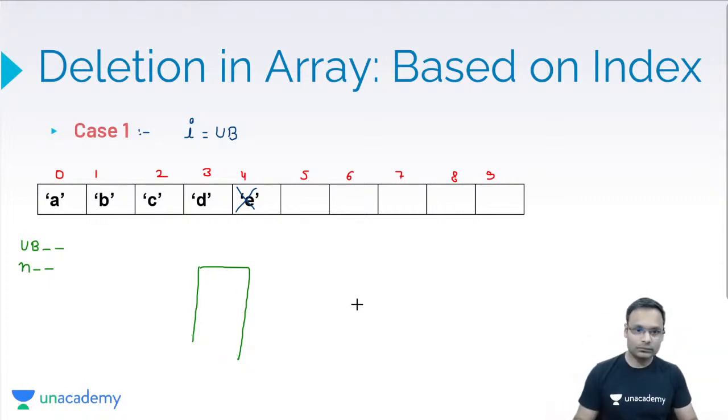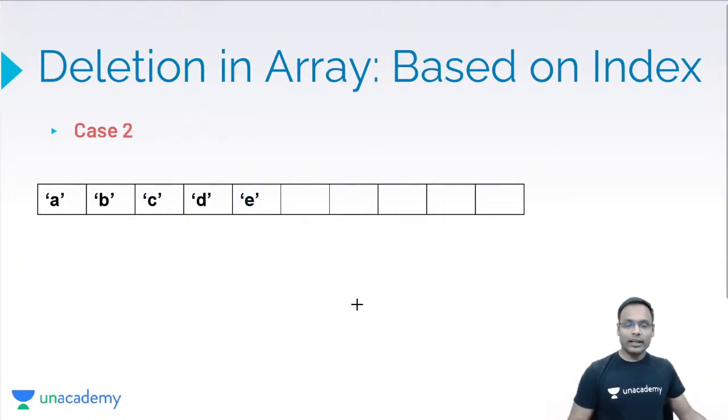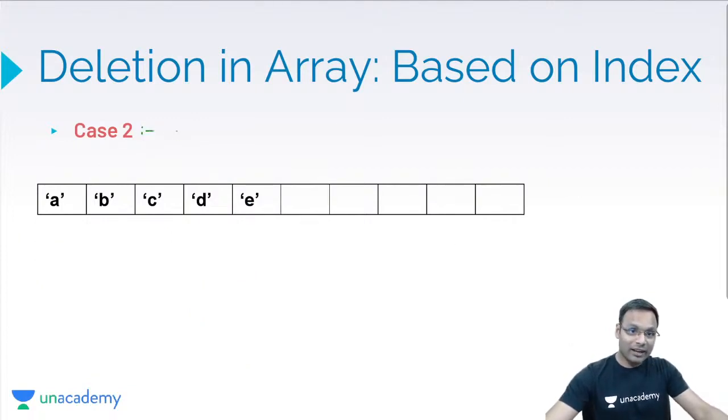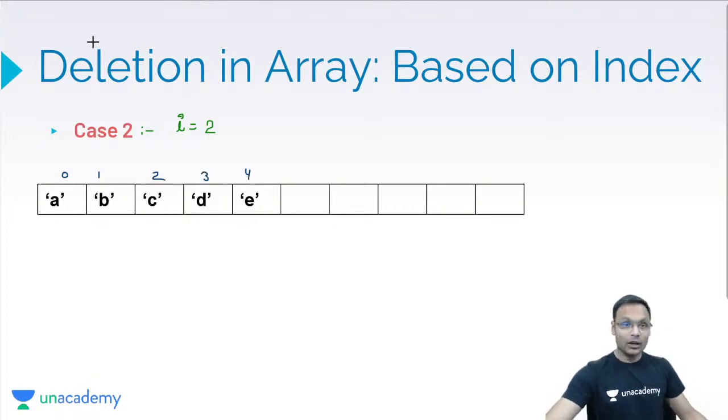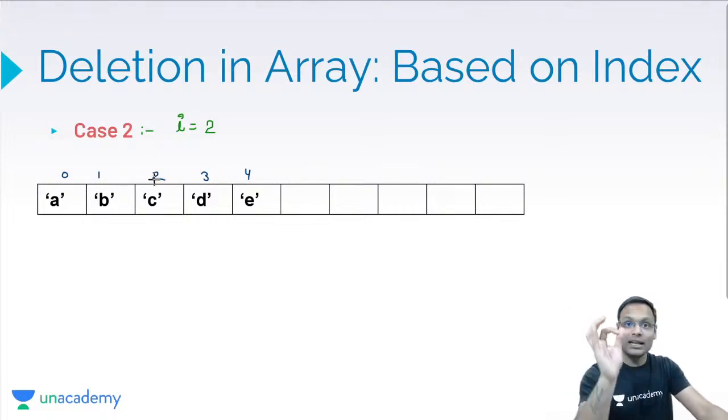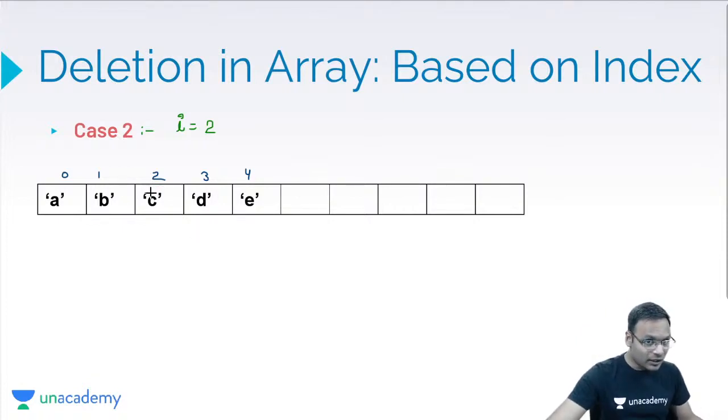Now suppose case number 2: I is equal to 2, some intermediate value. What should happen here? In this particular case, I'll have to delete the element at index 2, which is C. So if C is deleted, I can't keep D and E where they are, and I cannot keep this particular space empty.